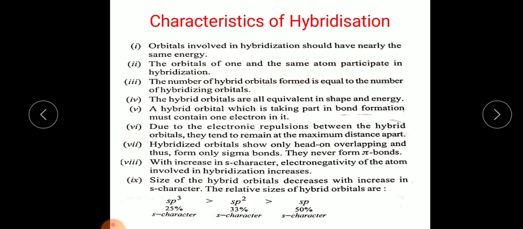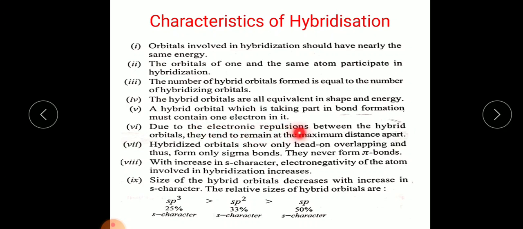The number of hybrid orbitals formed is equal to the number of hybridizing orbitals. So whatever number of orbitals are mixing, it will form the same number of hybrid orbitals. The hybrid orbitals are all equivalent in shape and energy. A hybrid orbital which is taking part in bond formation must contain one electron in it. So the hybrid orbital which is taking part in the bond formation must have one electron.